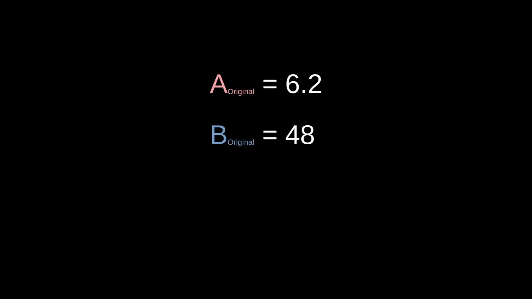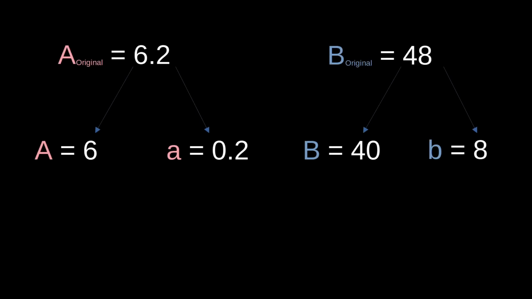The first step of Dekker's mul1-2 function is to split the inputs into double-double versions of themselves. So we'll have the double-double A is the split version of original A. We're going to have uppercase A equals 6 and lowercase A equals 0.2. And then B is the split version of original B. Uppercase B will be 40 and lowercase B will be 8. Now, if you actually run the split algorithm on these inputs, you might come up with some slightly quirky values. Like you might get 50 as capital B and negative 2 as lowercase b, that sort of thing. But we'll just assume that the split is perfect for this particular example. It doesn't make a difference to the arithmetic.